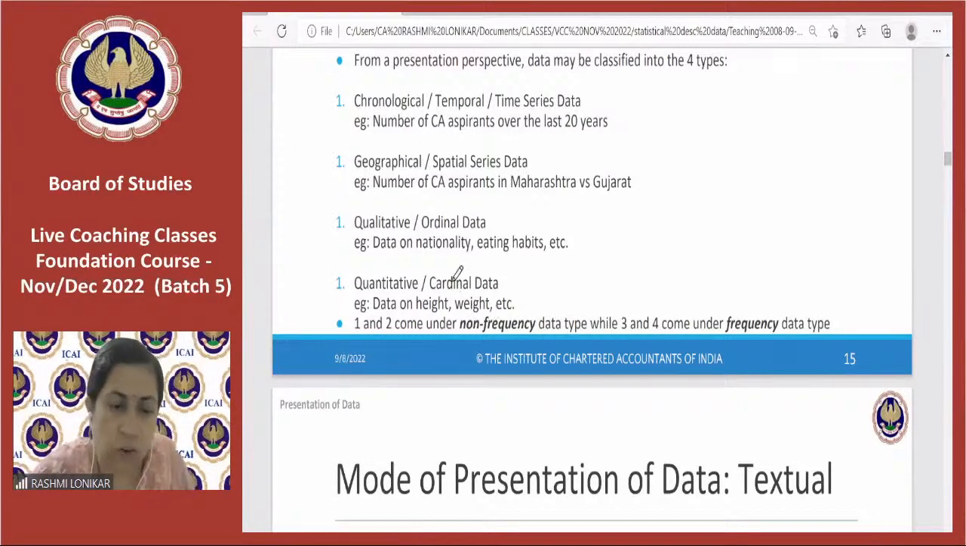Then quantitative or cardinal, that is the normal data we have done right from school days. That is the data we collect, height, weight. Okay.